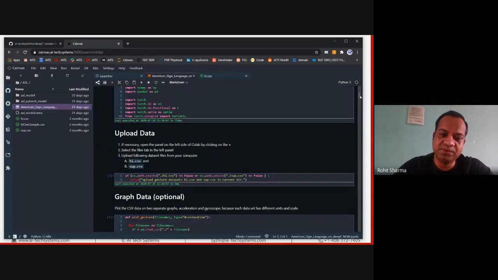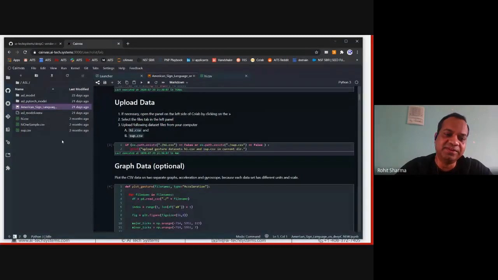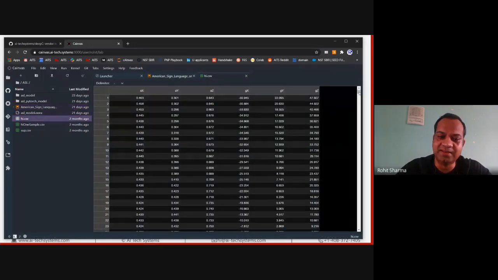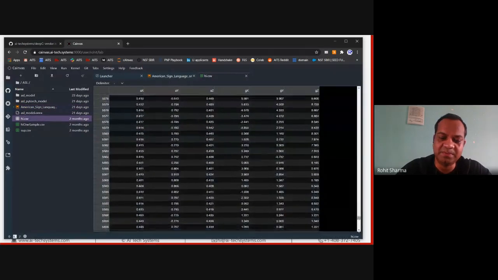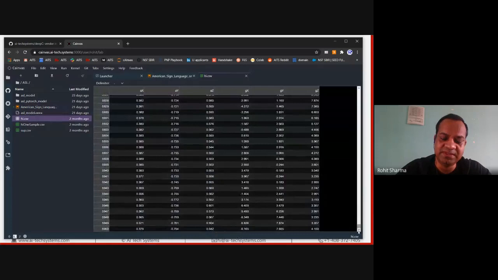So what you do is you essentially start with uploading the data, which is 2 CSV files. And I already showed you what hi.csv looks like. These are a bunch of samples, which are over 6,000, with 6 features. We're going to use the last 3, GX, GY, and GZ, the gyroscope features, for this proof of concept.